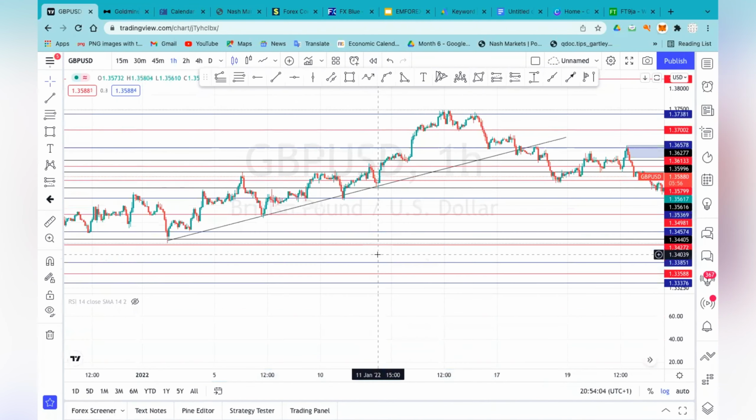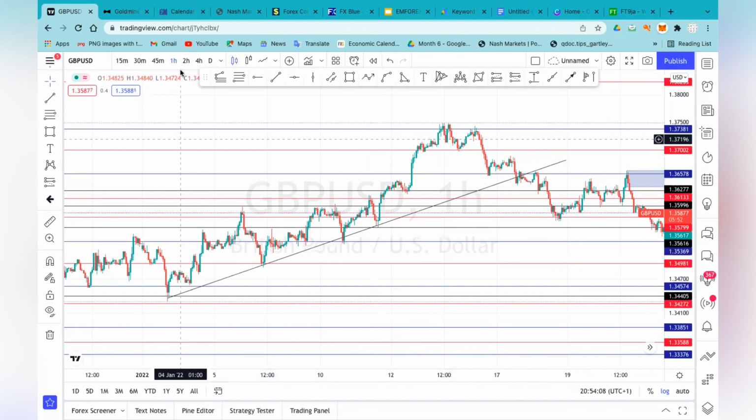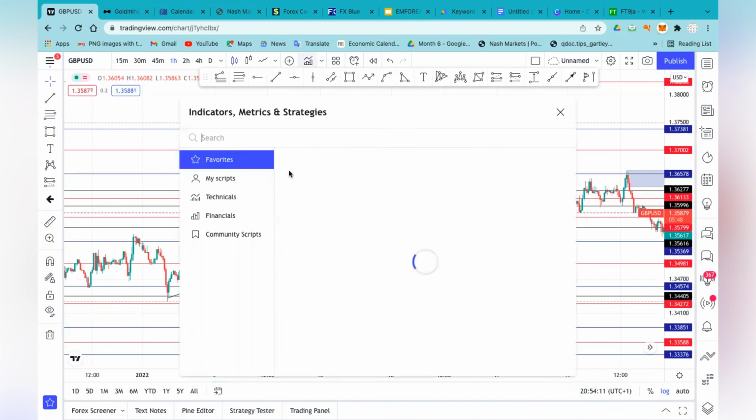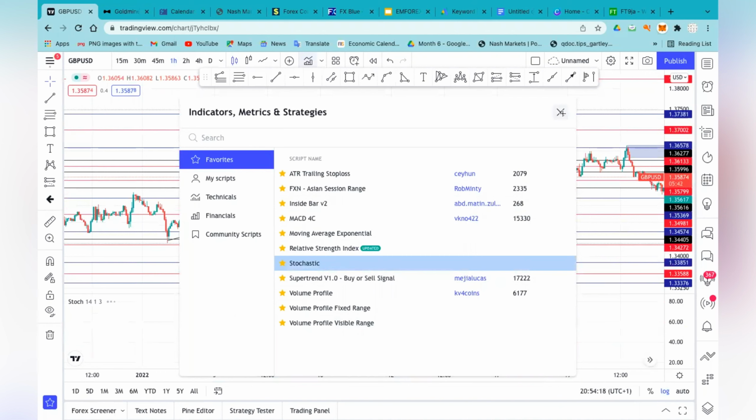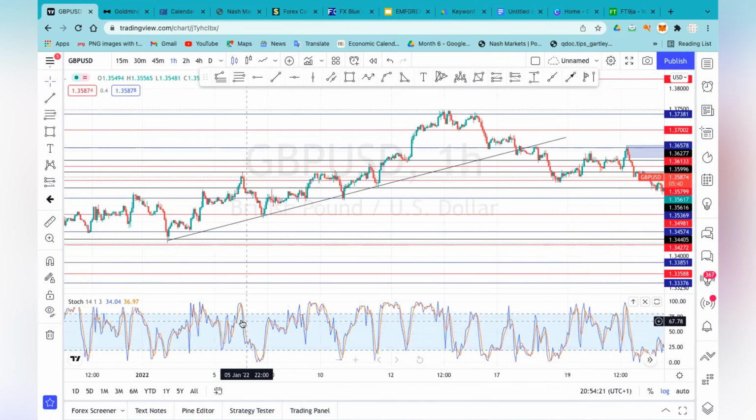But if you decide to add indicators still, let's see if our indicator can do justice. My own personal indicator I make use of is the stochastic oscillator. I don't use normal indicators, I make use of oscillators. So let me give the settings.